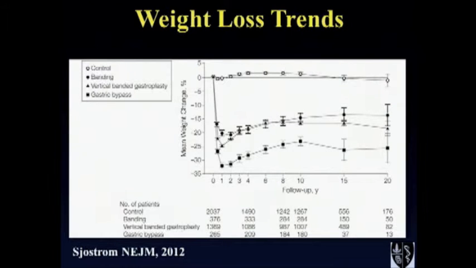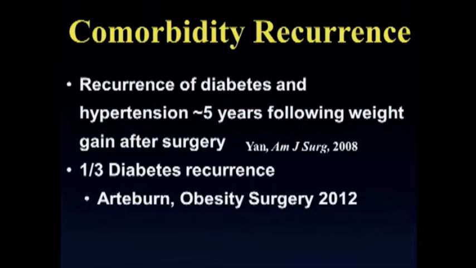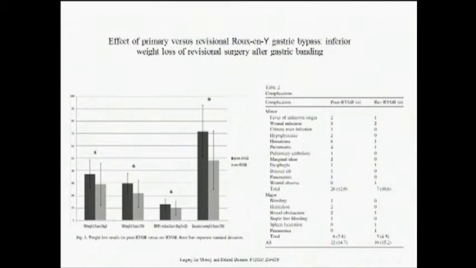If you look at one of the reasons for reoperation, it tends to be weight regain. This is from the SOS trial, and you can see that almost all the operations have a small measure of weight regain. If you look at it as well, there's also potential for some of those comorbidities to come back. So one of the reasons that we operate on patients is because of weight regain and comorbidity recurrence.